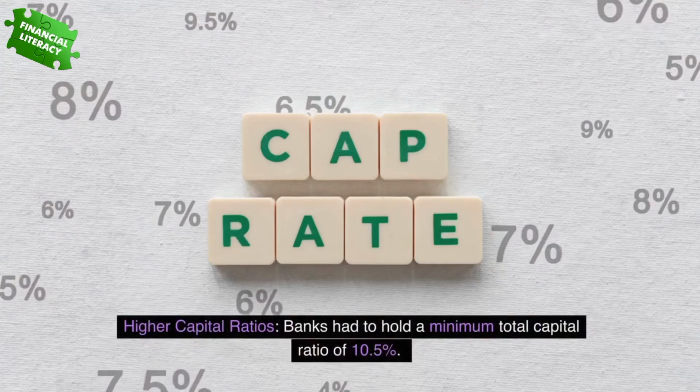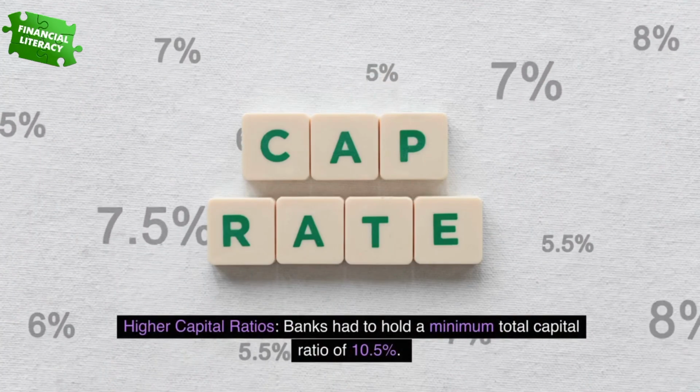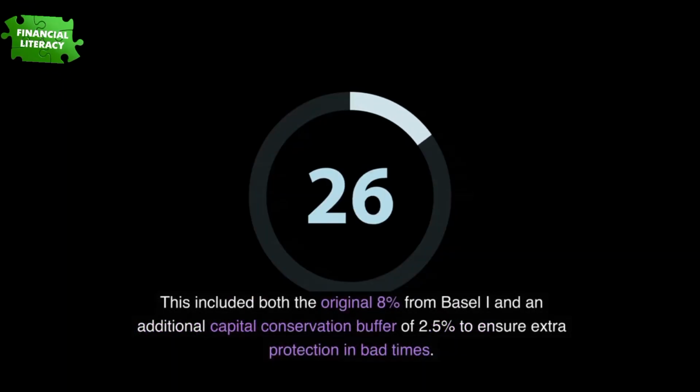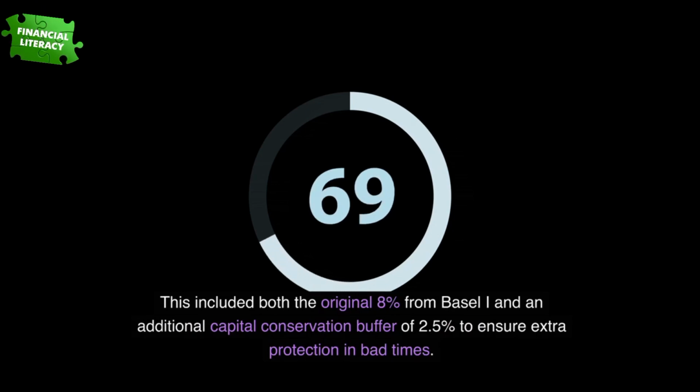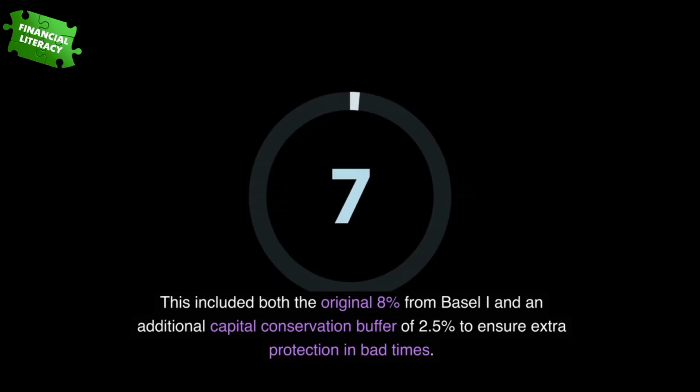Higher capital ratios. Banks had to hold a minimum total capital ratio of 10.5%. This included both the original 8% from Basel I and an additional capital conservation buffer of 2.5%, to ensure extra protection in bad times.